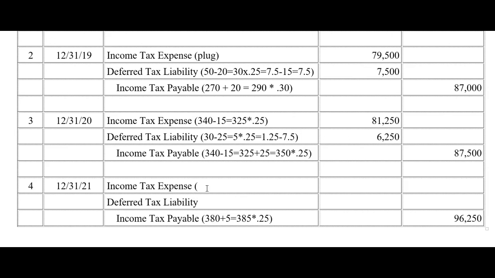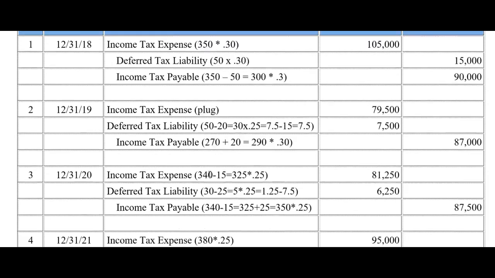Our income tax expense, this one's going to be an easy one because there's nothing weird. So we're going to take the 380 times the 0.25, and we multiply that out. We get 95,000. So then what's the last thing? Well, we can either plug it, since the rates are the same, or we can calculate to make sure we are doing this correctly. Notice what should be our balance. Well, it should be 0 now.